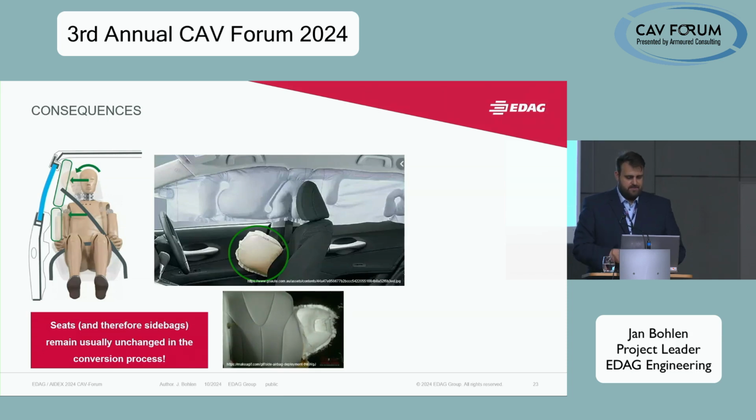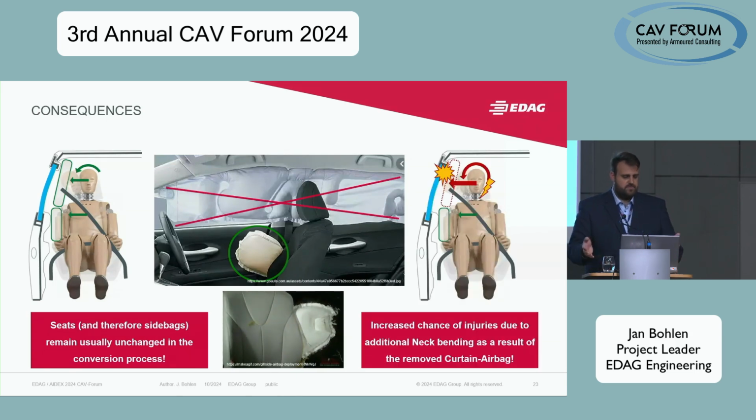And usually the seats, and therefore also the airbags, remain unchanged during the conversion process. So the seat is removed and then goes back into the vehicle. That means that the side bag is still in place, but the curtain airbag is not. And what does this mean? This leads to the fact that we have the ability to have support on the side of our body, on the torso, but not anymore on the head.